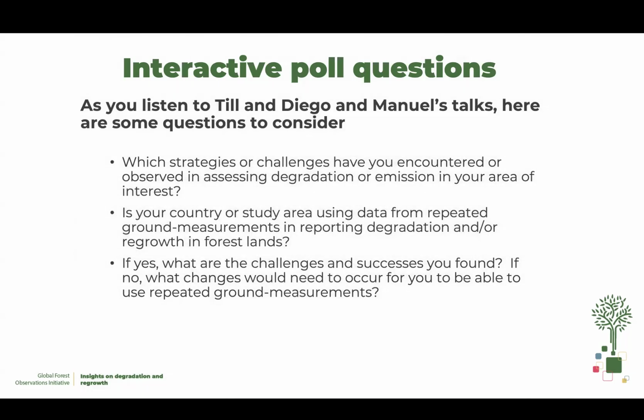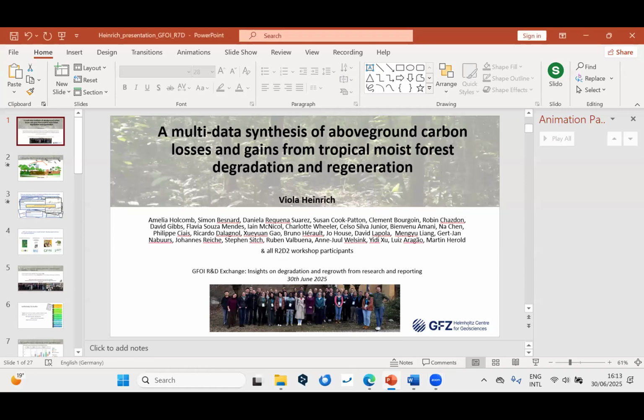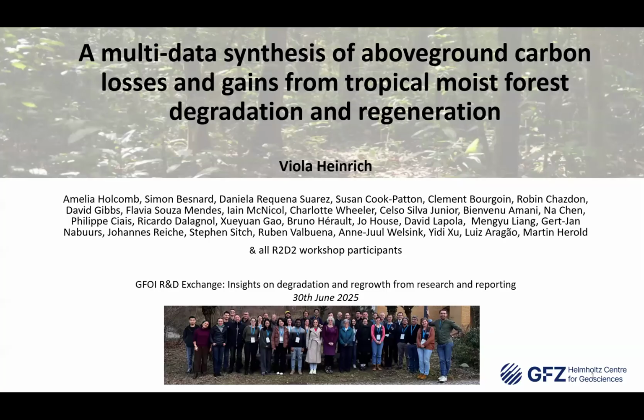Let me go back and unshare my screen and introduce Viola Heinrich. I think, Viola, while I'm talking, you can try and share your screen and get ready to go. So Viola is a postdoctoral researcher at the GFZ Helmholtz Centre for Geosciences in Potsdam, Germany. She's a remote sensing scientist working specifically on mapping forest carbon dynamics, especially in secondary tropical forests. Let's take it away.